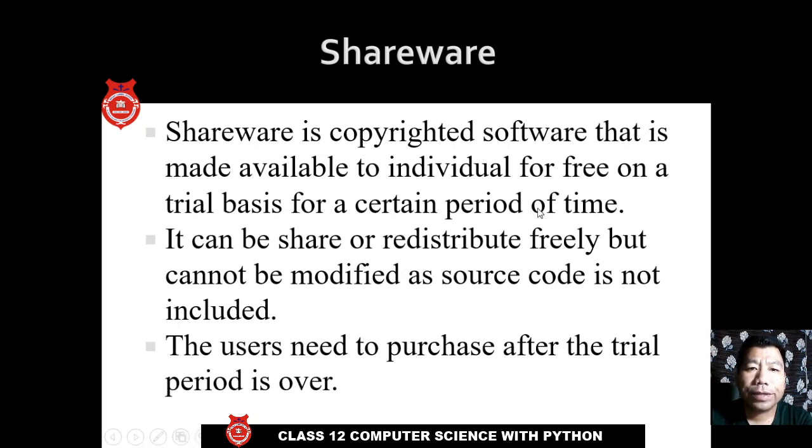Now let's talk about shareware. It is a copyright software that is made available for individuals for free or on a trial basis for a certain period of time. Shareware can be shared and redistributed freely, but it cannot be modified because the source code is not included, and the users need to purchase after the trial period is over. So these are the characteristics of shareware.